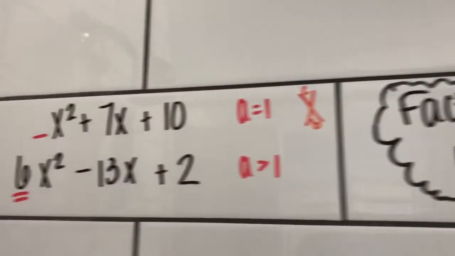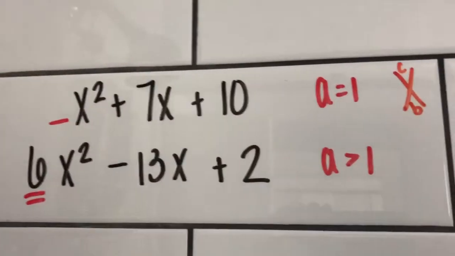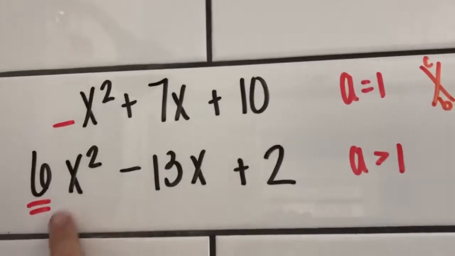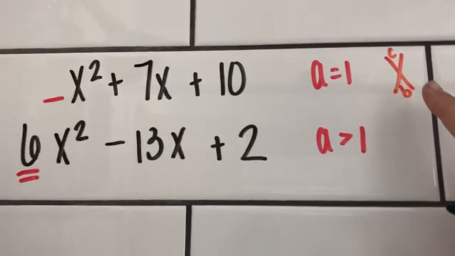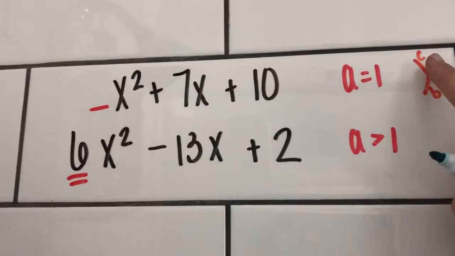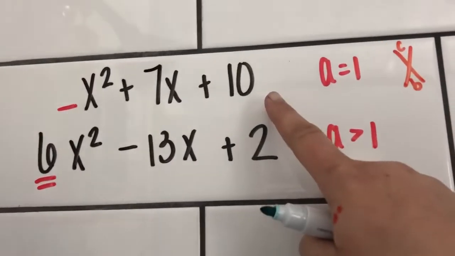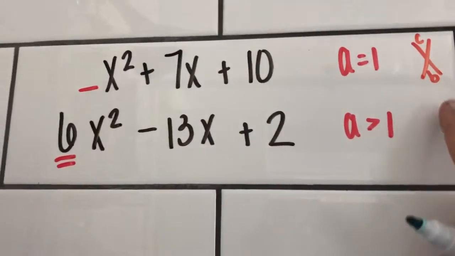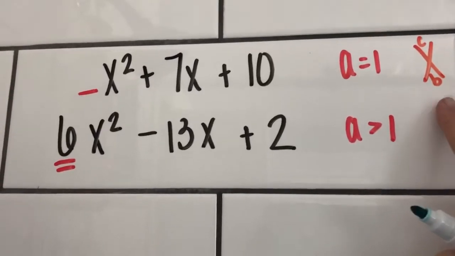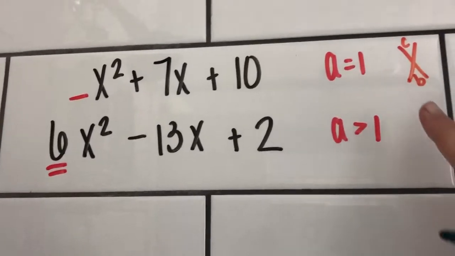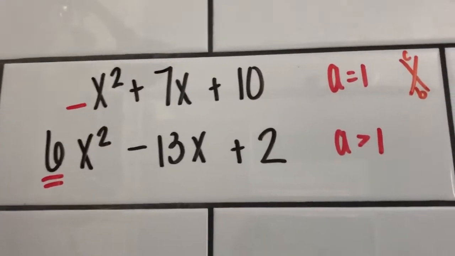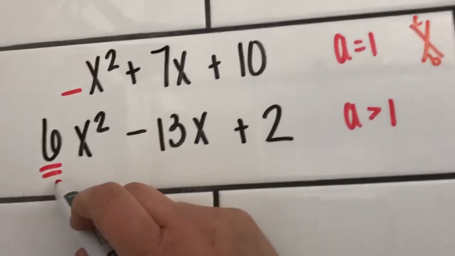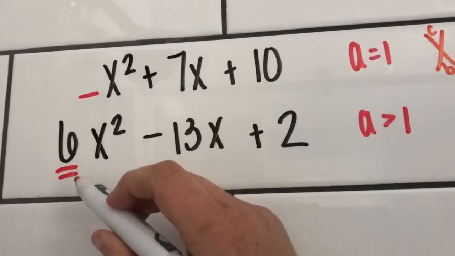So for the split method, we need to use it when a is not 1 anymore. On top I have an example here. When a was 1, we were able to just jump into our x puzzle and put our constant term on top. So in this top example, c would be 10, and b would be 7. And we were able to figure out what multiplied to c and added to b. Well, starting today, we're introducing when a is greater than 1. So for example, 6 in this equation.